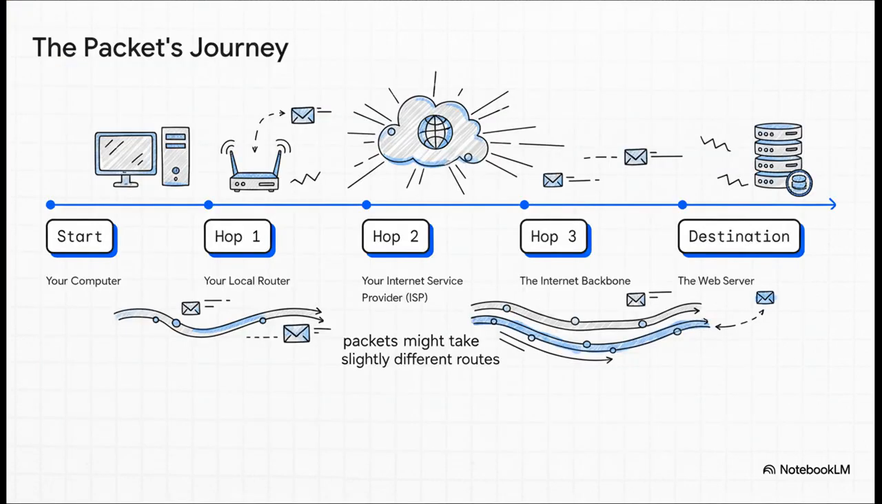So a packet's journey is really just a series of these hops. It might go from your laptop to your Wi-Fi router, then out to your internet service provider's network. From there, it could literally jump onto these massive undersea fiber optic cables that form the internet's backbone, and then finally hop through a few more networks to land on the web server. And what's really wild is that all the other packets from your single request, they might all take completely different paths to get to the same place.